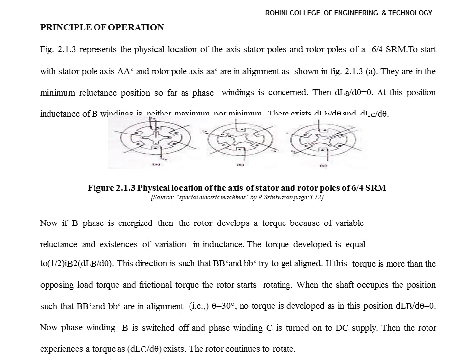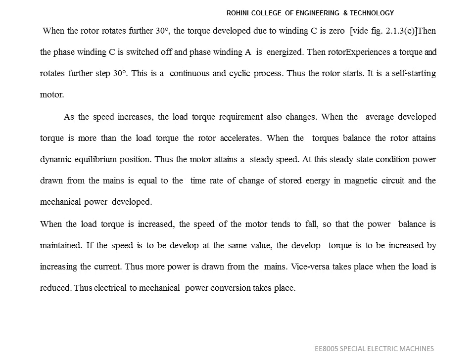The rotor experiences the torque dLC by dθ, which is not zero, so the rotor continues to rotate. When the rotor rotates a further 30 degrees, the torque developed due to winding C is 0. Then phase winding C is switched off and phase winding A is energized.